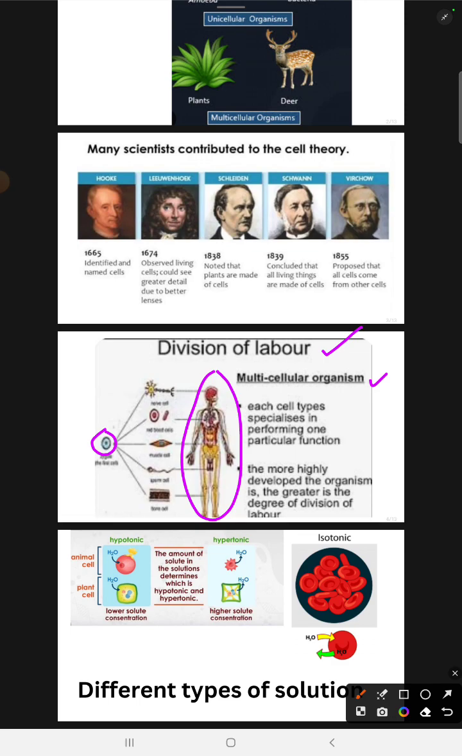For example, nerve cells. Nerve cells will only perform the function of taking and giving impulses or information from one organ to the other. Similarly, blood cells will carry nutrients, wastes, oxygen to all parts of the body. So every cell has its own way of doing its work. This meant that they were doing division of labor.